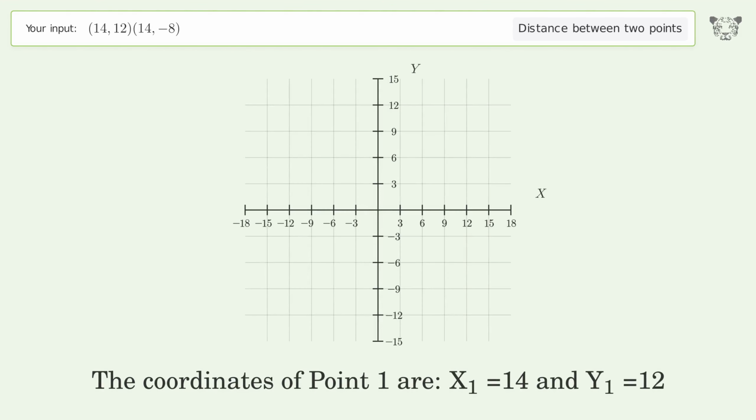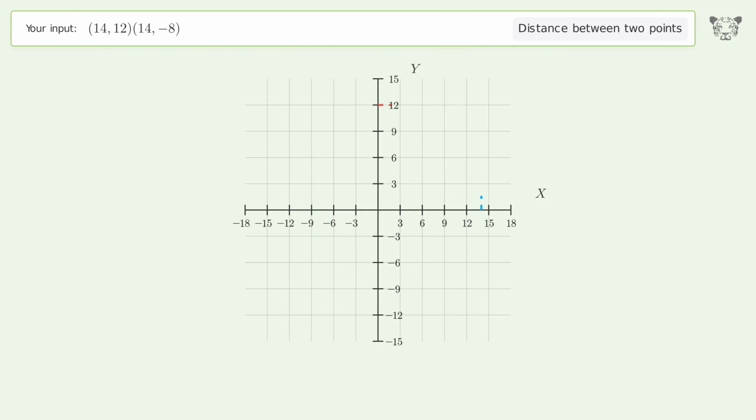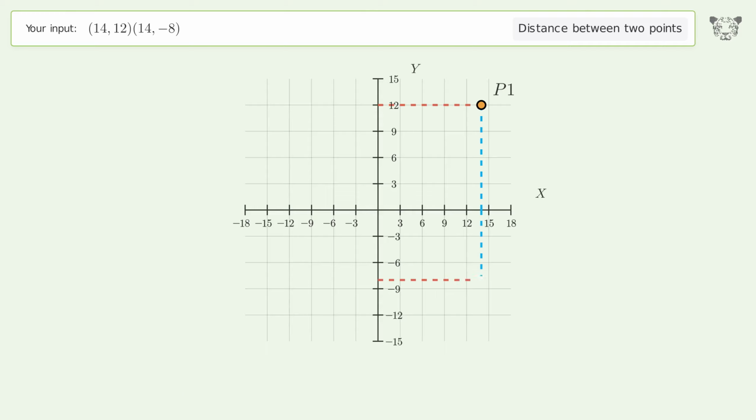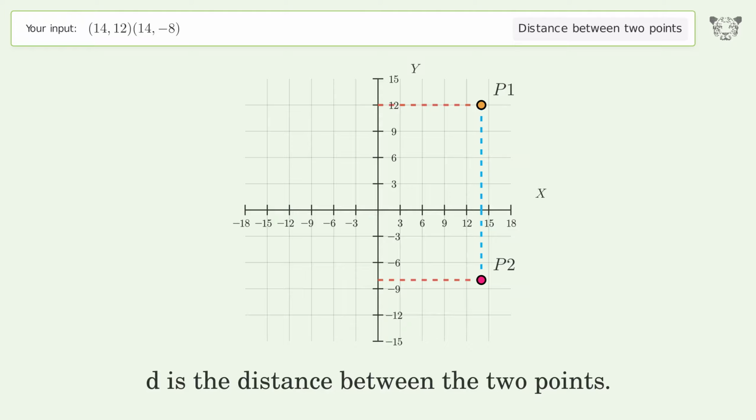The coordinates of point 1 are x1 equals 14 and y1 equals 12. The coordinates of point 2 are x2 equals 14 and y2 equals -8. D is the distance between the 2 points.